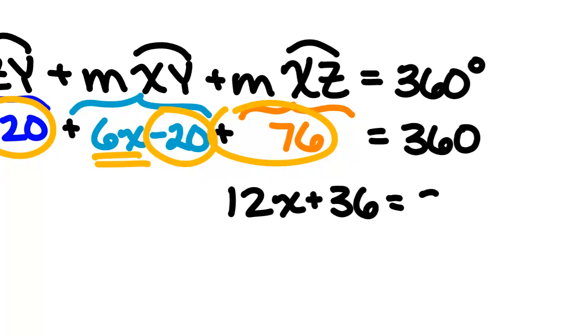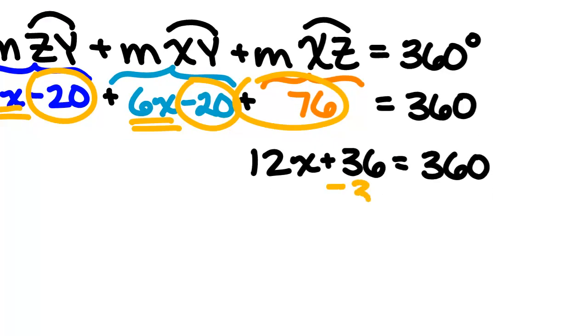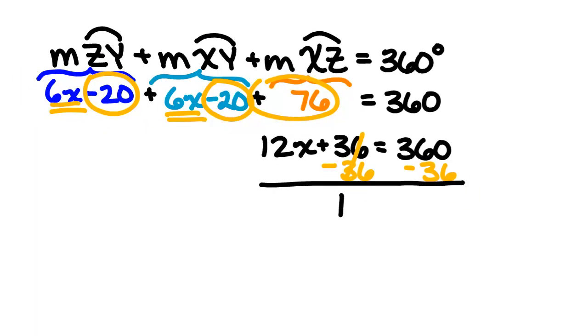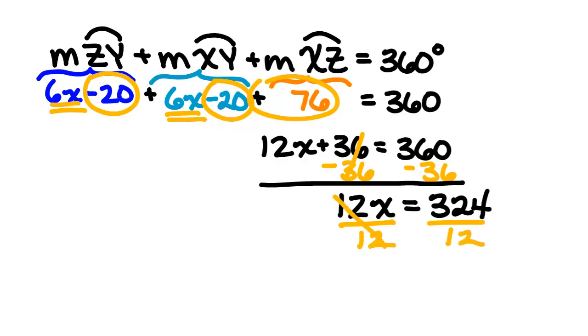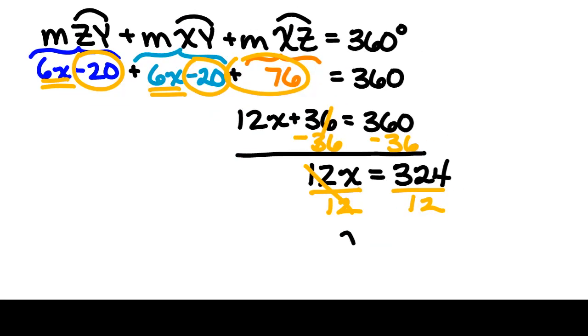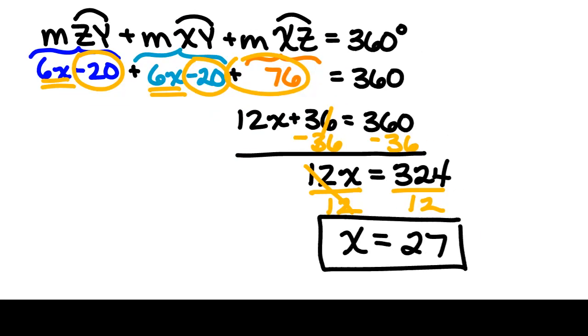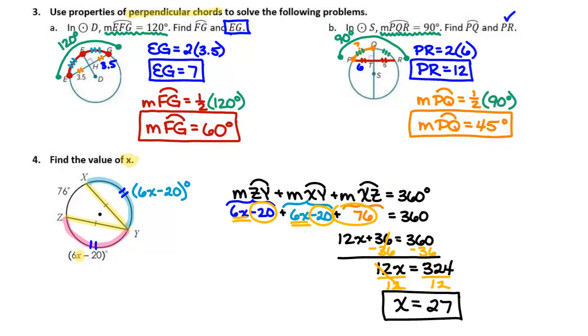12x plus 56 equals 360. Then I subtract 56 from both sides. What is 360 minus 56? 304. 12x equals 304. Then we divide both sides by 12. And we get that x is how big? x is 27. Nice job. We are going to flip over to page 6 now.